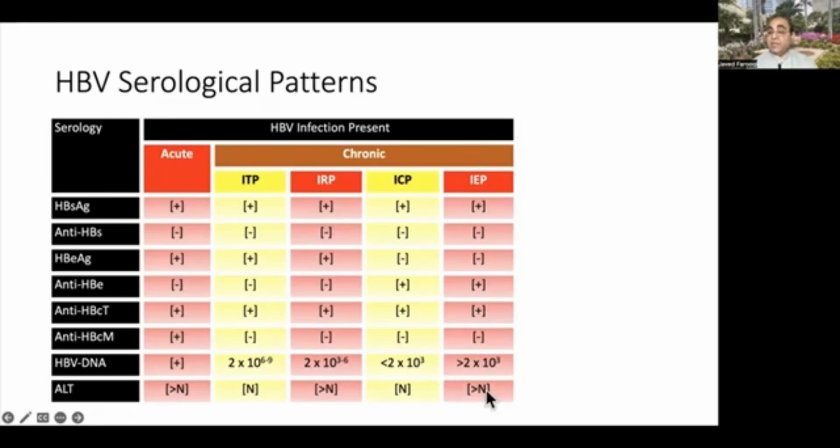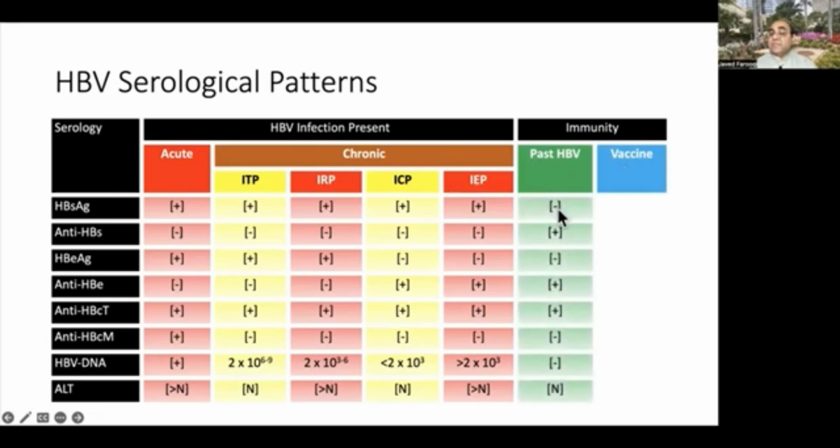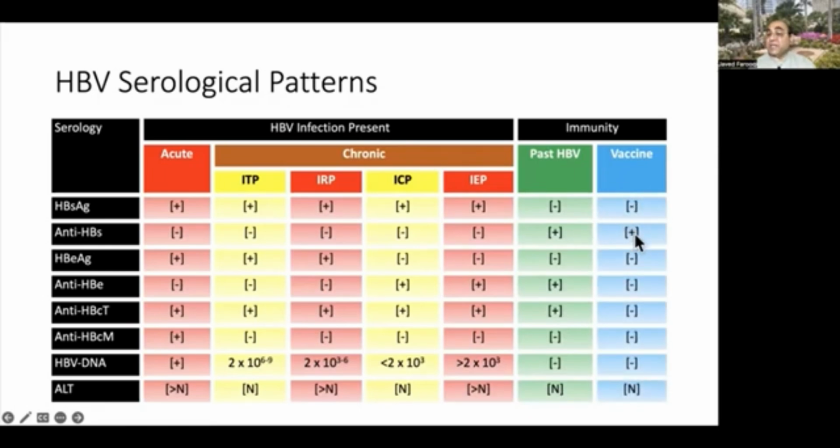ALT is raised again. Then there may be a patient who has got immunity, or has become immunized. It may be because of a past infection or because of the vaccine. In the past infection, the HBs antigen will be negative, anti-HBs will be positive, the E antigen will be negative, and E antibody will be positive, total core antibodies will be positive, IgM antibodies negative, PCR negative, and ALT normal. This is very tricky: if the patient is immunized because of the vaccine, the anti-HBs will be positive, the rest everything will be negative, and ALT will be normal.